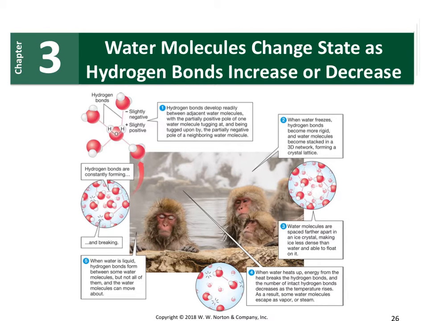So hydrogen bonds, the strength increases when it becomes a solid, when it freezes, when the temperature goes down. When the hydrogen bonds decrease, the molecules are spread further apart, and you get something that's going from a liquid to a gas or something like that.